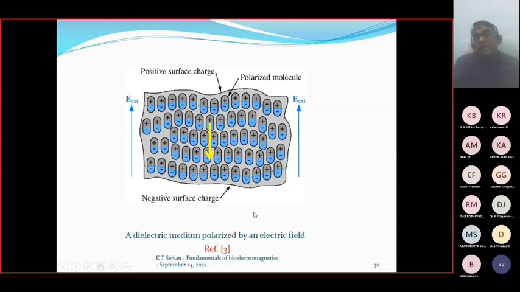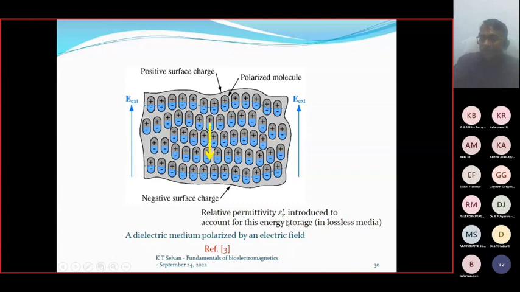Now we introduce the idea of relative permittivity epsilon r dash to account for this energy storage. How energy storage? Please remember our previous slide where the establishment of an external electric field has resulted in the stretching of the atom, which is the energy, the stretched spring. So that is the stored energy. The stored energy is represented by introducing a term called relative permittivity. Now, it is not difficult to grasp that different materials, wood, glass, plastics, nylon, Teflon, are different dielectrics. Obviously, we would not expect all these materials to have the same relative permittivity. Each material is different, right?